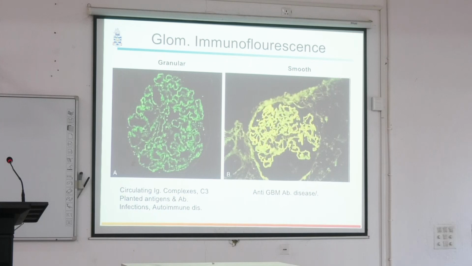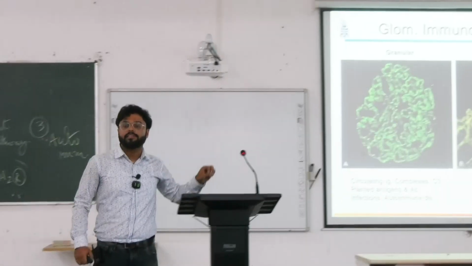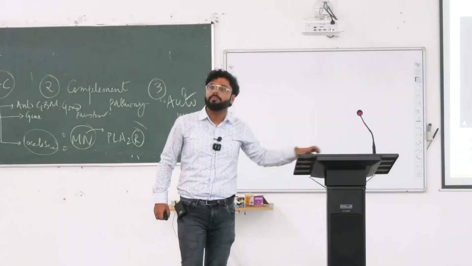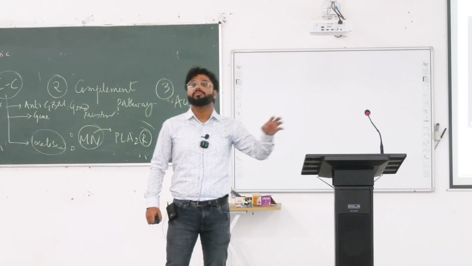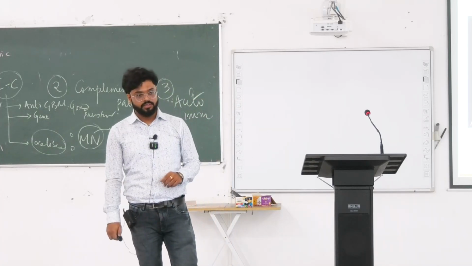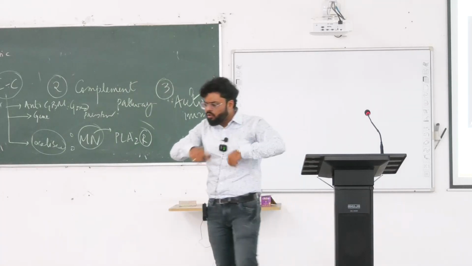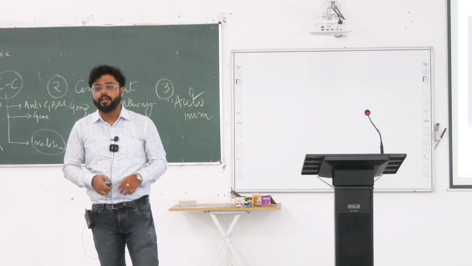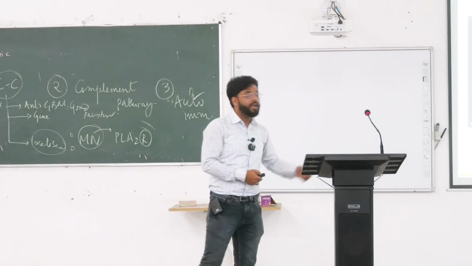That could be a linear deposit, that could be a granular deposit. If it is an immunocomplex and it is depositing in a particular portion of the glomeruli, like subendothelial, subepithelial, or mesangial, they produce a granular type of deposit. But when this deposit is along the whole basement membrane of the glomeruli, that will be a linear deposit, like anti-GBM disease.